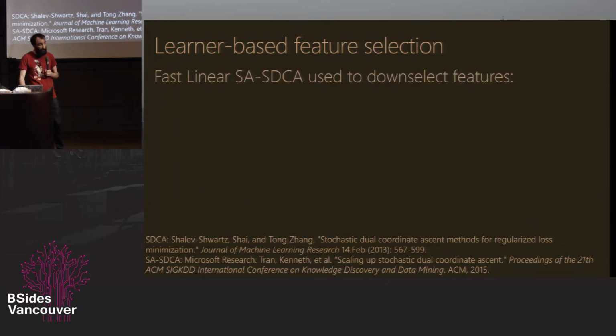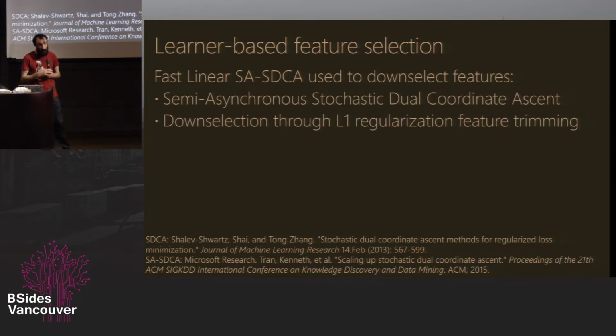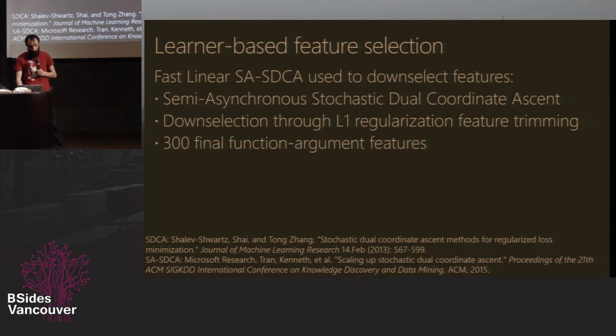In our case, we use our learner-based down-selection, which uses a linear SDCA classifier, and then we do the down-selection through L1 feature regularization and feature trimming. Basically, we train a machine learning model and then let it sort out which are the most important character n-grams to deploy to the client, and we select the most important features. You can think of it like that. In this case, we only deployed 300 final n-gram features, so small little character tokens, you can imagine, sequences of characters, to the customer to describe the function arguments.